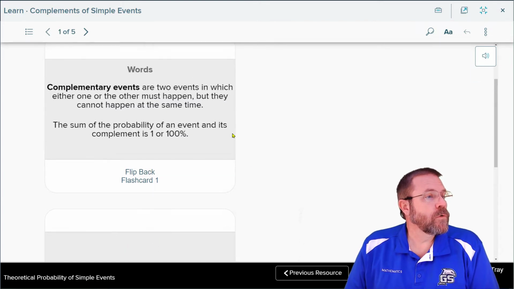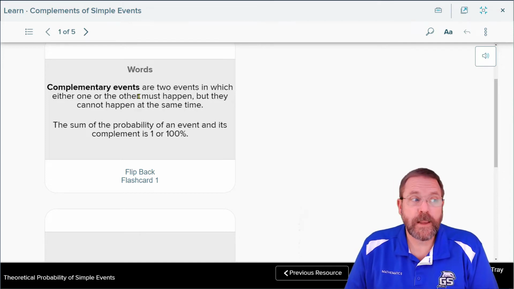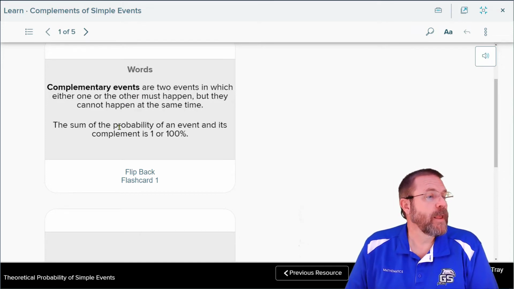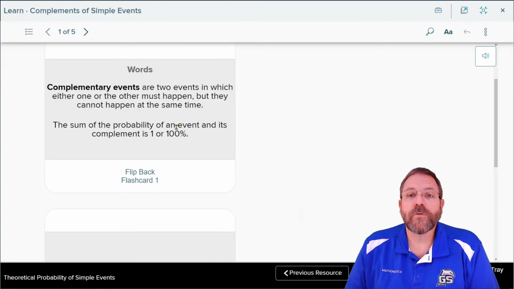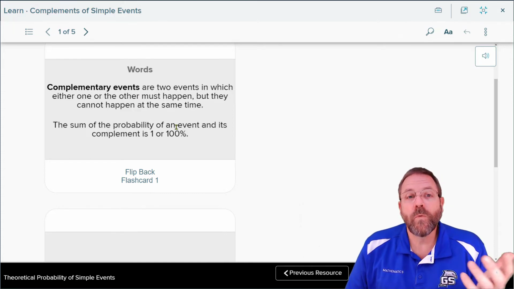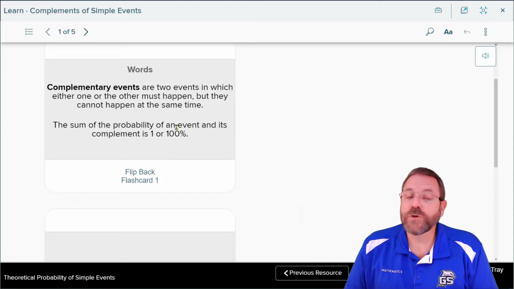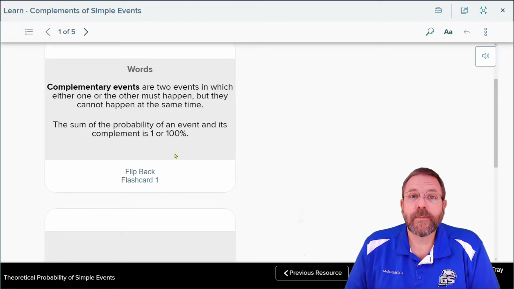Looking at this in words, complementary events are 2 events in which either one or the other must happen. They can't both happen at the same time, and the sum of their probability is 100%. Either you will win or you will lose. You cannot win and lose at the same time.